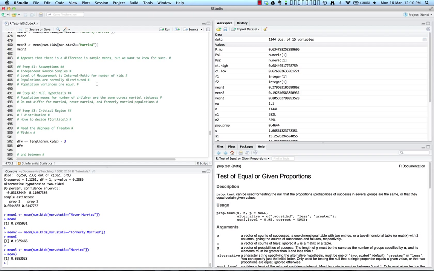Now in step 2, we're going to state our null hypothesis, which says that the population means for number of children are the same across marital statuses. They do not differ for married, never married, and formerly married populations.